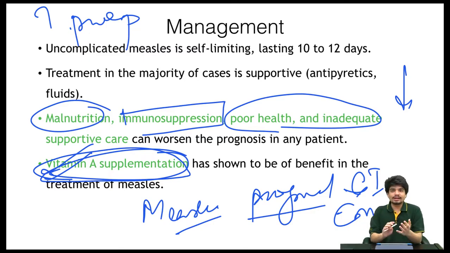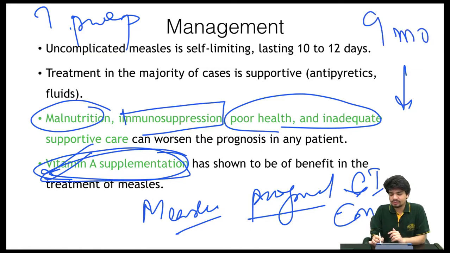Management is mostly self-limiting: give antipyretics and ensure adequate hydration. There is no role of any antibiotics per se in measles, because measles will get cured by itself, and then you have lifelong immunity. What's more important is prevention. Measles is an easily vaccine-preventable disease, so make sure that the child is immunized for measles at 9 months.